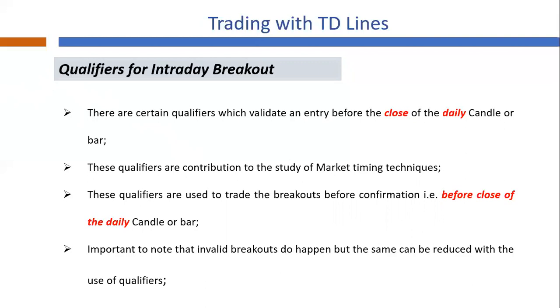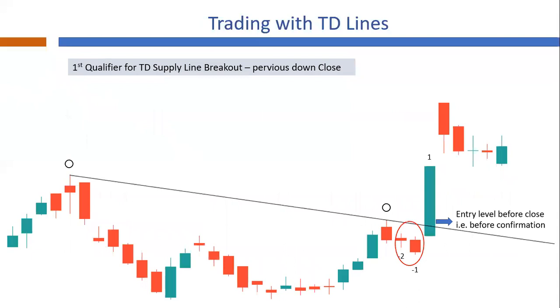So let's look at the first qualifier. According to the first qualifier, the closing price of the day immediately before an unconfirmed upside breakout should be lower than the previous day's close. Let's see how it looks.